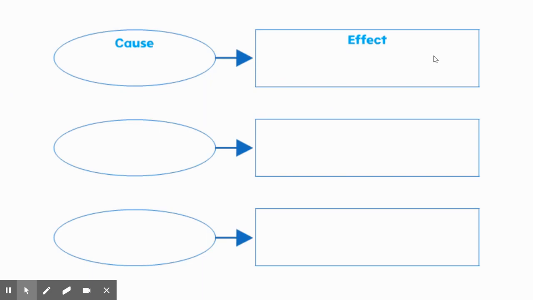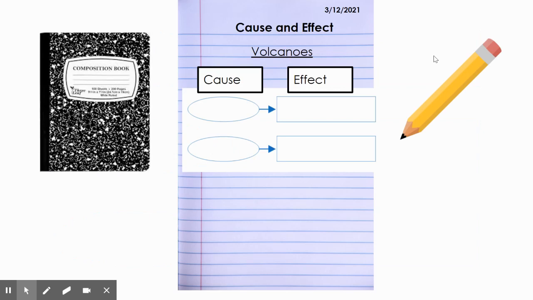This is the graphic organizer that we will be using today. And we will need your composition notebook and a pencil. You're going to put the date at the top of your paper and label it cause and effect. You can also write down the title of the story, which is Volcanoes, and underline it because titles of books are underlined.